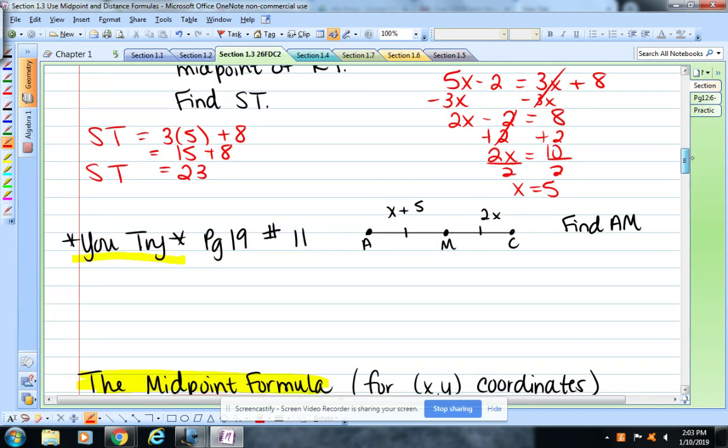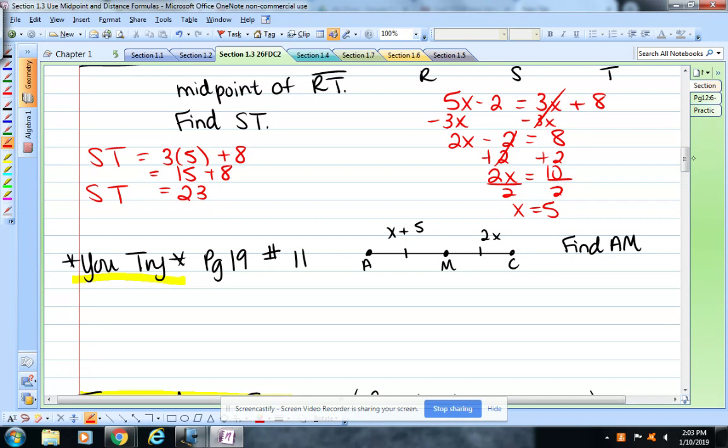You guys try this one. You don't have to open your book to page 19. The picture's right in front of you. So M is the midpoint. X plus 5 is the length of AM. 2x is the length of MC. Try to find the length of AM for me.